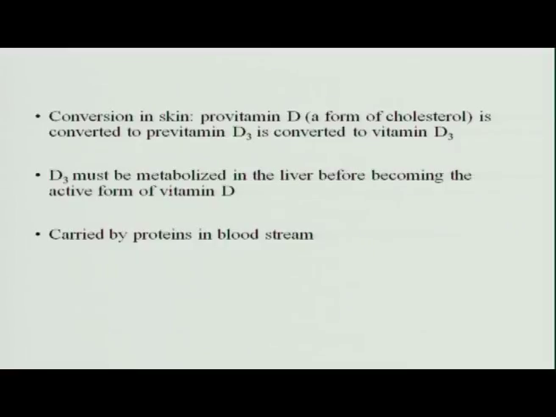Now conversion in the skin: the provitamin D, which is a form of cholesterol, is converted into pre-vitamin D3 and then converted into the active form of vitamin D3. So D3 must be metabolized in the liver before coming into an active form of vitamin D. This vitamin D is carried by the proteins in the bloodstream.